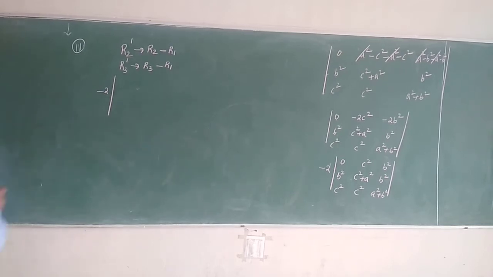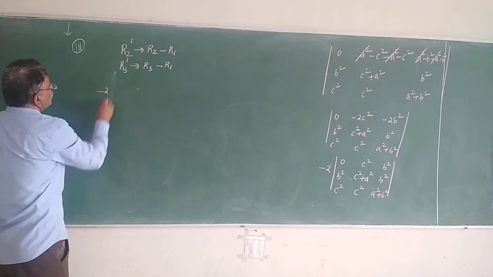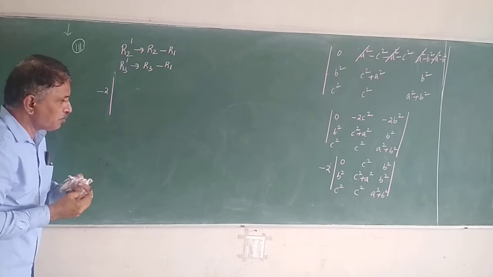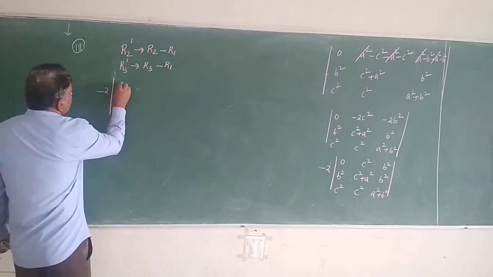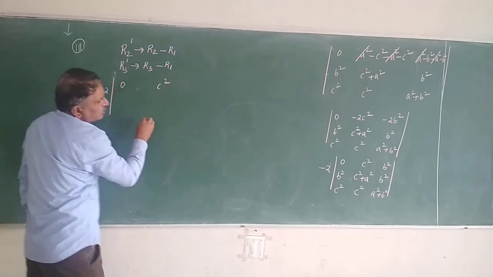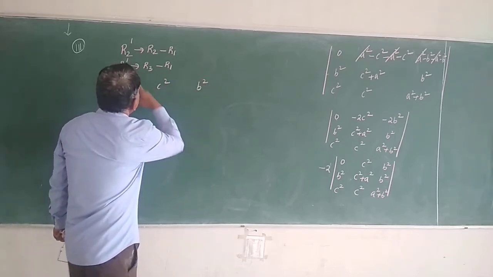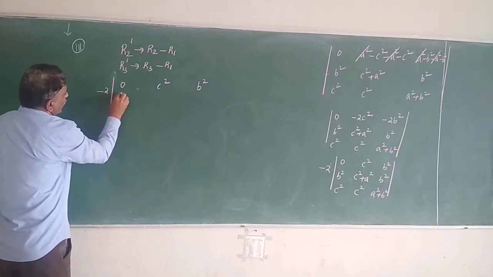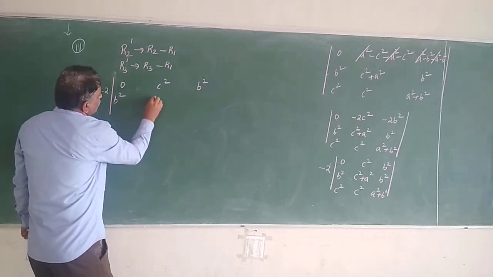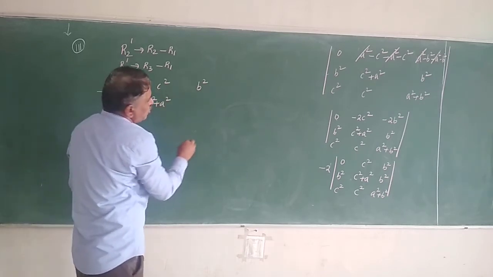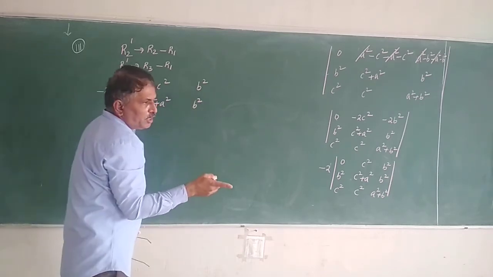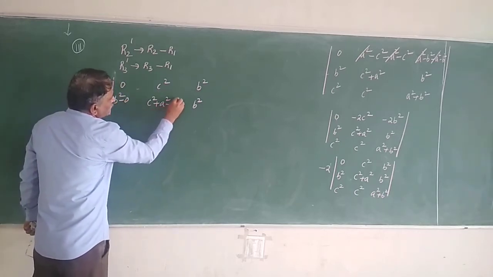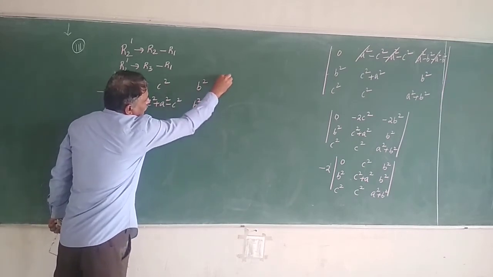See, I am changing only the second row as well as the third row. I am not changing the first row. That means I need to keep the first row as it is: 0, C square as well as B square. How am I changing the second row? I am changing the second row by subtracting the first row. B square second row, C square plus A square second row, B square second row. How am I doing? I am subtracting with the first row elements, minus 0, minus C square, minus B square.